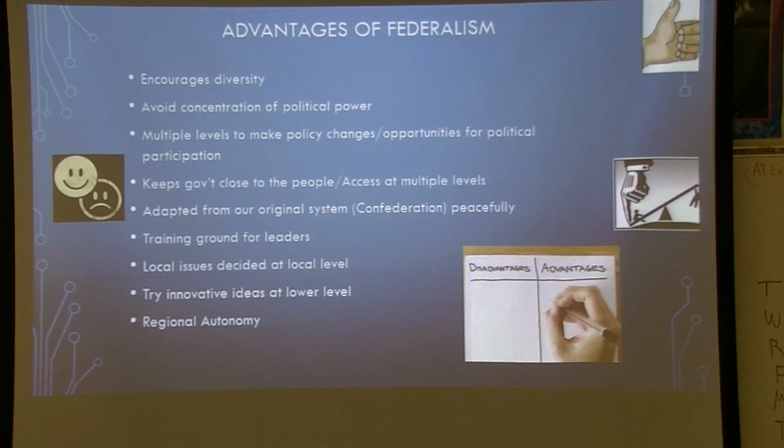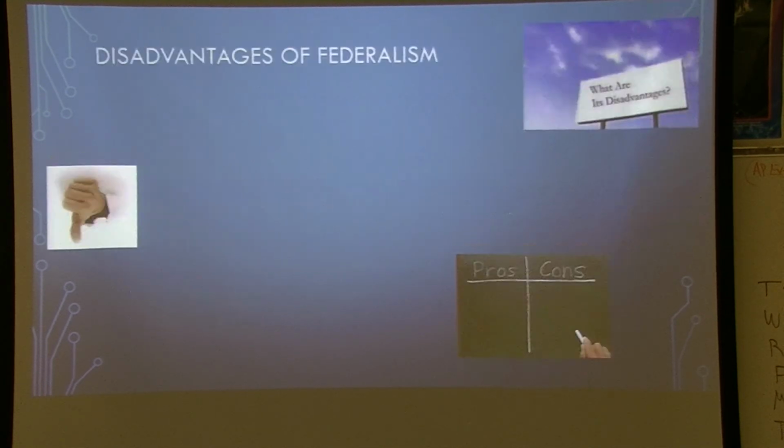There's multiple access. One thing we haven't gone into here is where we did adapt from our original system, the Articles of Confederation, changing to the Constitution, was a peaceful transition that we have. The idea that local issues are solved at a local area. The innovative ideas, that's that whole idea that we are laboratories of democracy. The regional autonomy, what's meant by that is that different areas of the country can work together on common problems. Like we have rivers that go through more than one state. For Florida, you have the Apalachicola River that is part of the network that goes with the Flint and the Chattahoochee River. So Florida, Alabama, and Georgia have regional autonomy in ruling over that area.